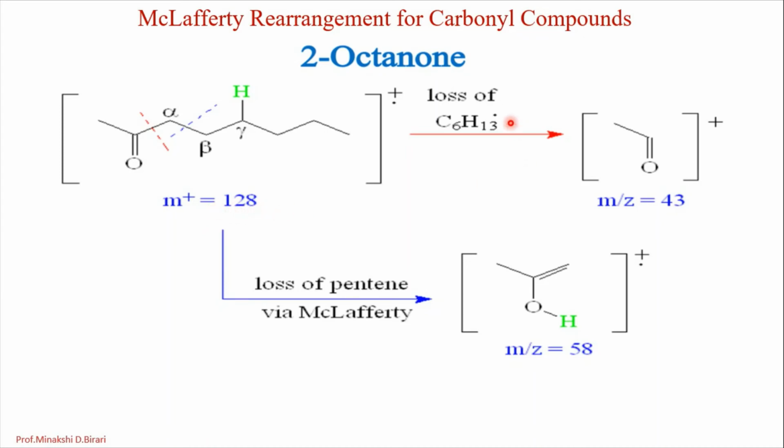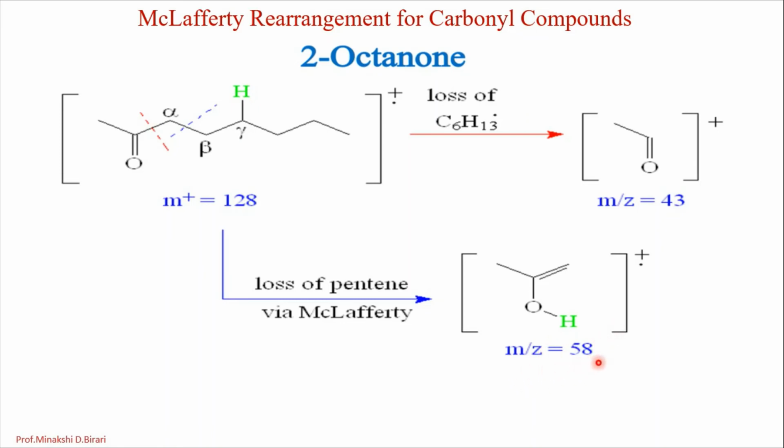Then further there is a loss of this fragment C6H13 and a formation of a new species which can show the peak at mass to charge ratio 43. Again, if we consider this cleavage, we get the peak at m/z 43. But if we consider the McLafferty rearrangement, that is the transfer of this gamma hydrogen, then the formation of the enol radical cation can show a peak at mass to charge ratio 58.